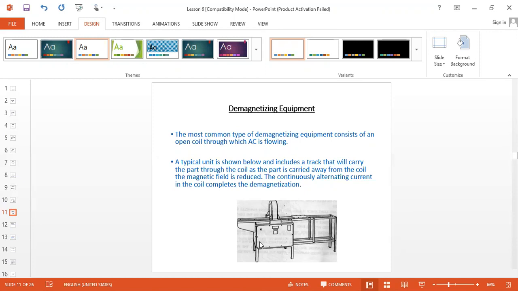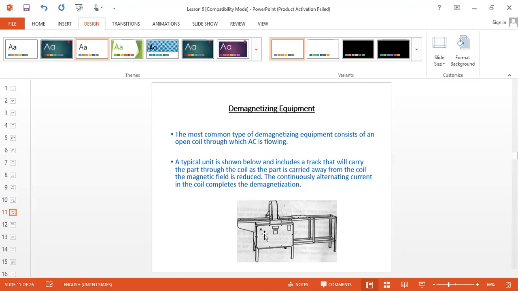Then demagnetizing equipment. Once your magnetization is completed, we have to remove the magnetic field from the job. Otherwise, that magnetic field will interfere with further applications of your job. If suppose there is any welding further, then arc blow will be there. So it depends upon further application. So we have to remove the magnetic field. That removing of the magnetic field is demagnetizing. That process is known as demagnetization.